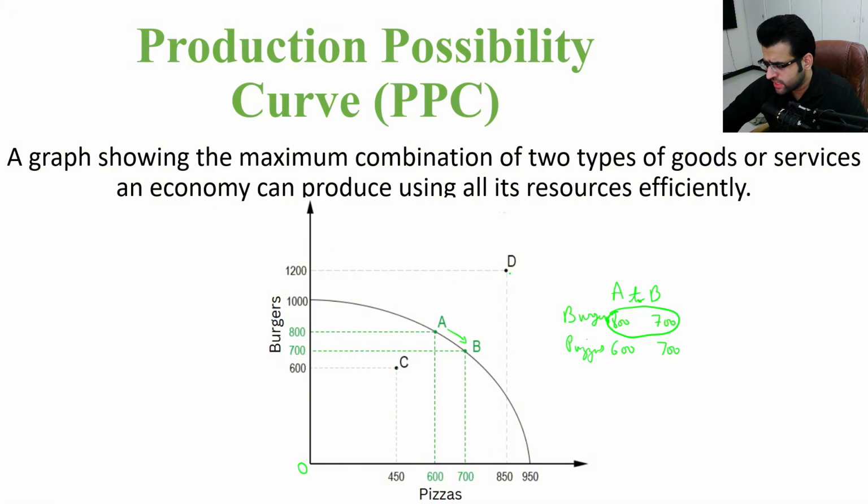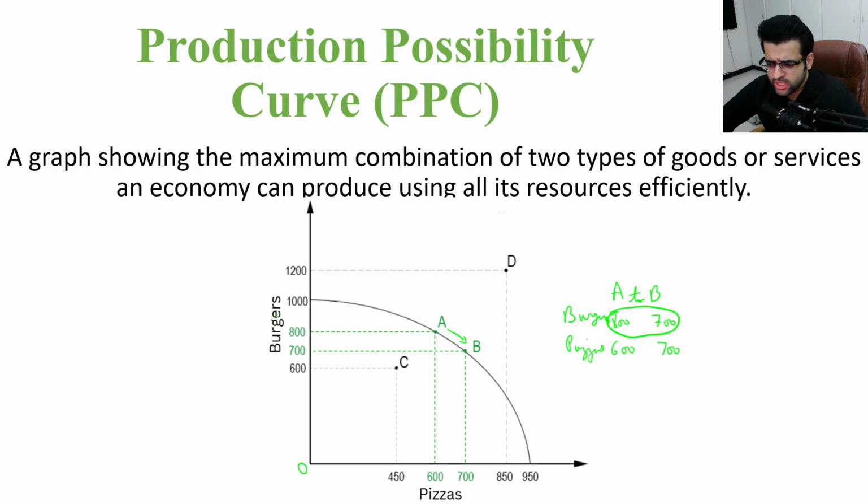And can I produce outside the PPC? Can I produce 1200 burgers and 850 pizzas at point D? No, because this point is unattainable or unachievable. As in, given the current resources of the country, this point cannot be achieved. So if we are producing at any point on the PPC, it is fine because that is our maximum efficiency. And if we move from one point towards another on the PPC, that just shows that we have changed our resource allocation from the production of one good to another.